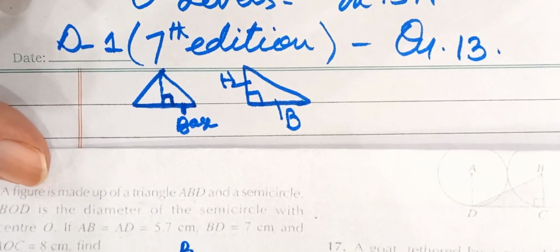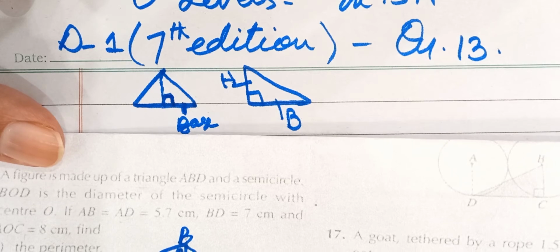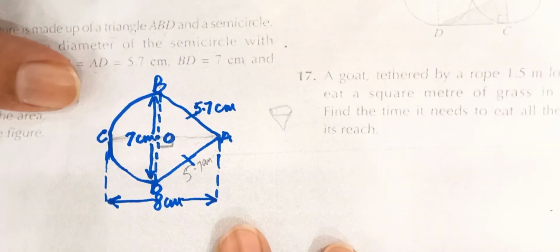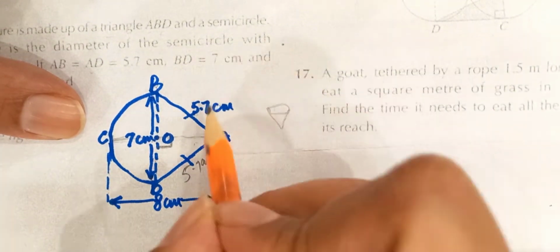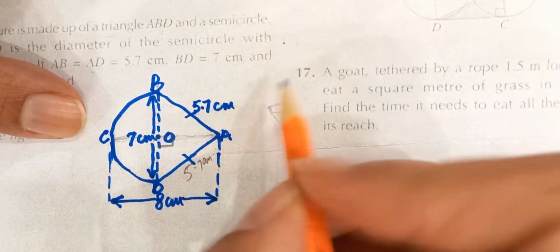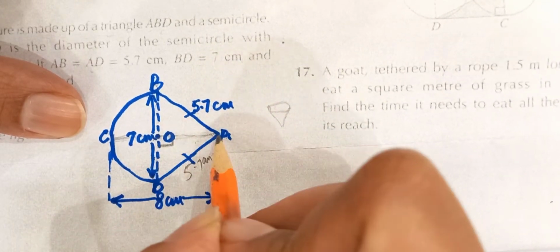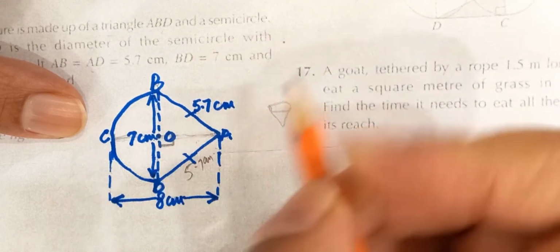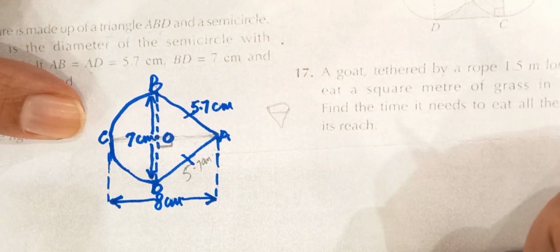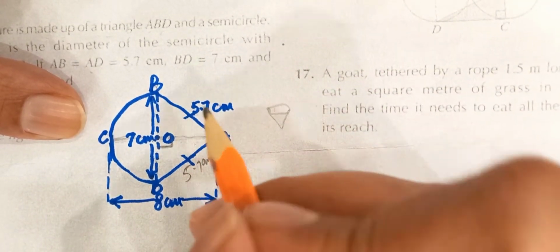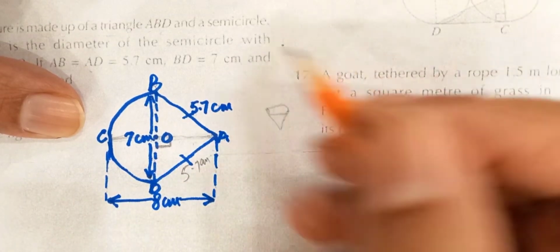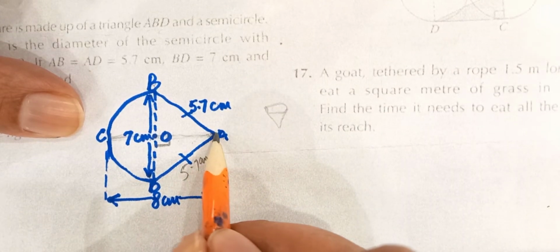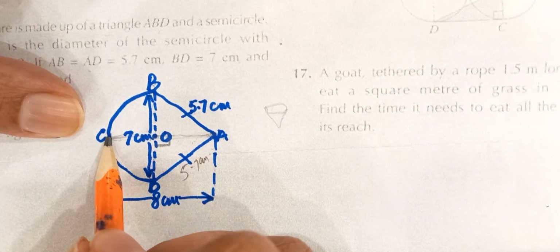Now we know that the area of a triangle is 1 by 2 into base into height. That's why we have to identify the height as well in the triangle. So this line starting from A and ending at O is also the height of the triangle, which they have not told us yet. We have to calculate its height as well, because they have given us the full length of this line, which is starting from A and ending at C.